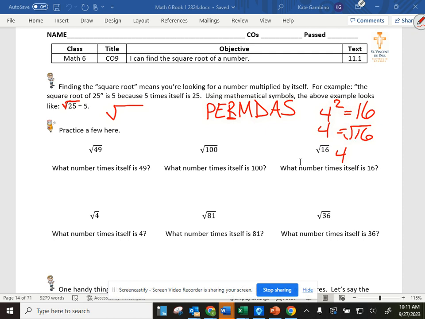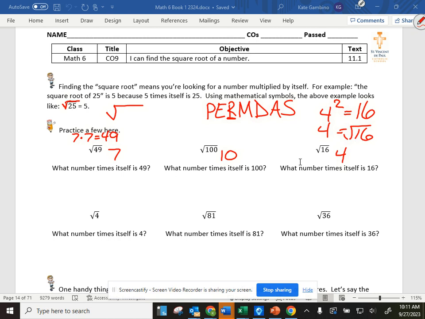What do you think the square root of 49 is? Ava? 7. How did you know that, Ava? Because I just remembered 7 times 7. Yes, 7 times 7 equals 49, so the square root of 49 is 7. Does anybody know the square root of 100? Dom? 10, because 10 times 10 is 100. So 10 squared would be 100, and the square root of 100 is 10.